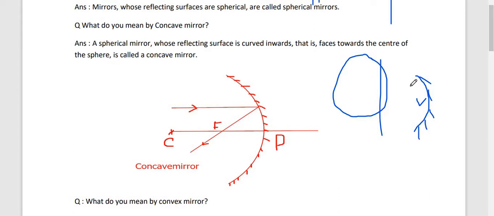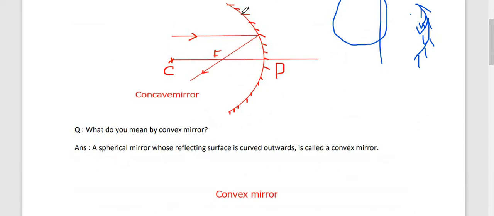So if you use this inner portion of the sphere, then this will be called a concave mirror. So here this outside portion is colored, painted. This interior portion is the reflecting surface, so it is called a concave mirror.